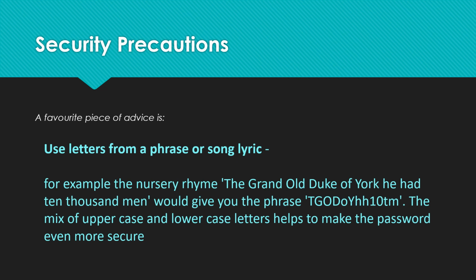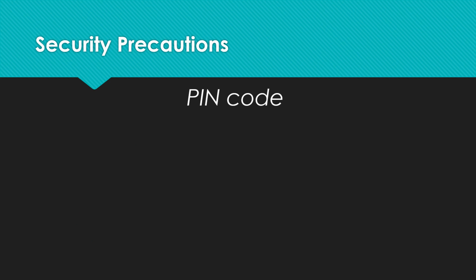So one good piece of advice, use letters from a phrase or song lyric. For example, the nursery rhyme, the Grand Old Duke of York, he had 10,000 men. Using the first letter of each word there gives you the phrase TGODOYHH 10TM with a mixture of capitals and lowercase letters. That's going to be really hard for someone else to guess, but quite easy for you to remember. So I wouldn't use that one because I've just put that on the internet.